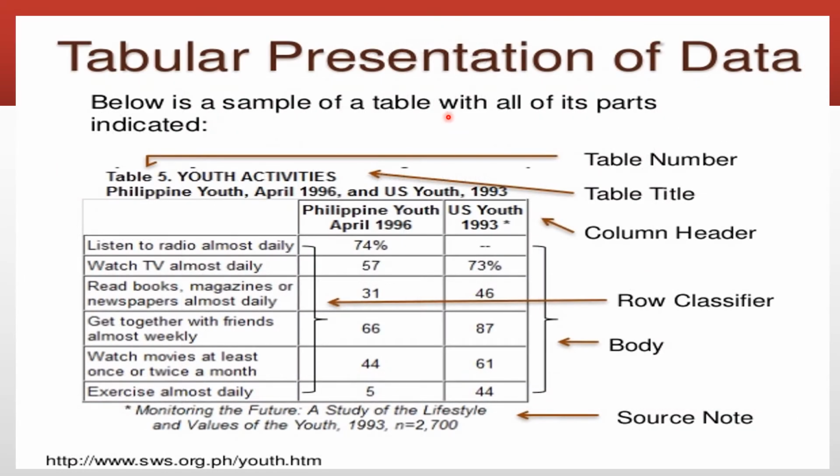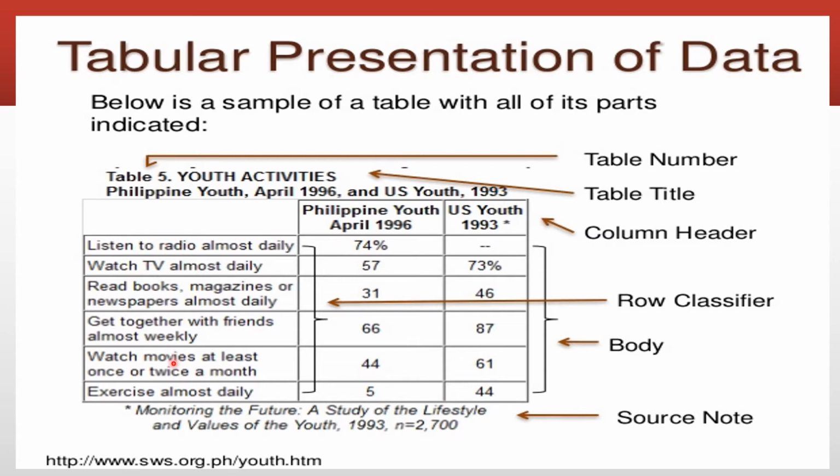Here I've indicated another sample for you to show you how a table is represented in real terms in a report or a book. Now this table, as you can see, has all its parts. You have the table number, the title of the table. It tells us the details of what the table is all about, studying the youth activities in the Philippines and the US. The Philippines in the year 1996 and the data of the US youth in 1993.